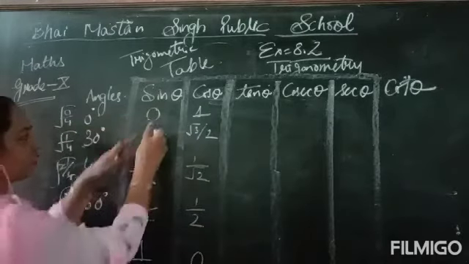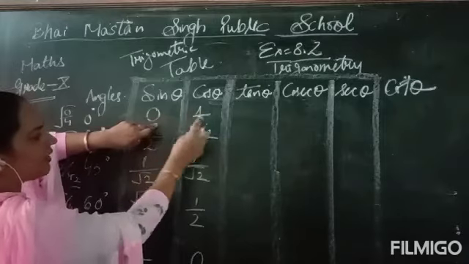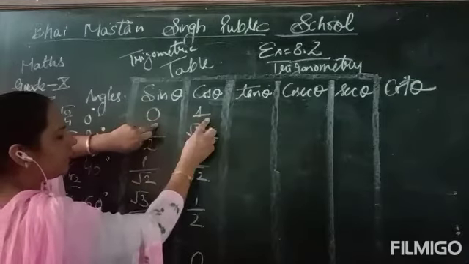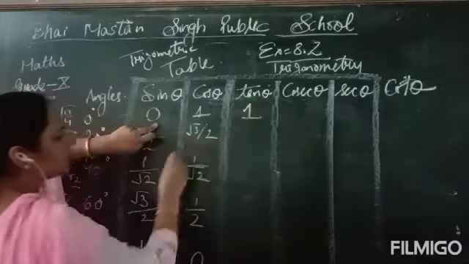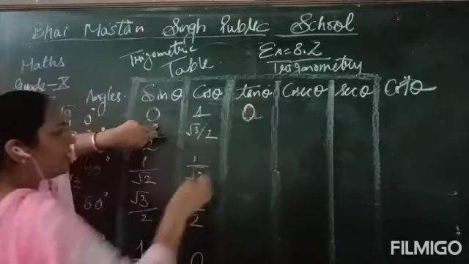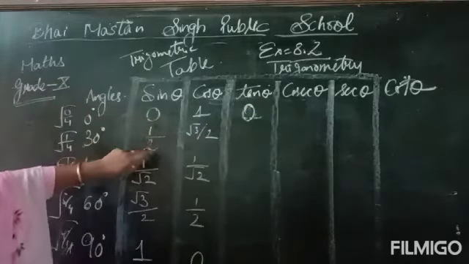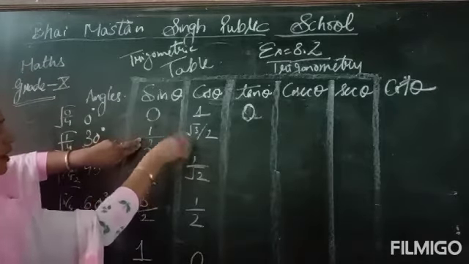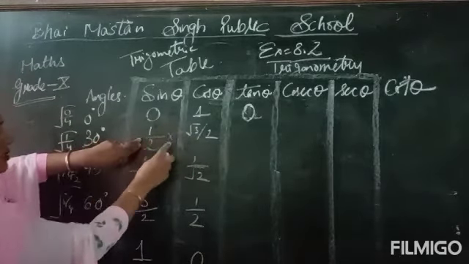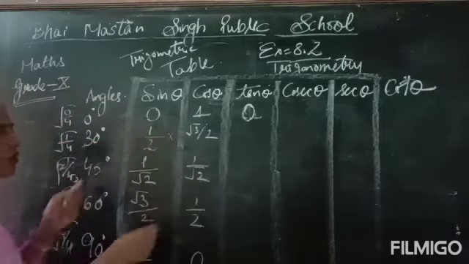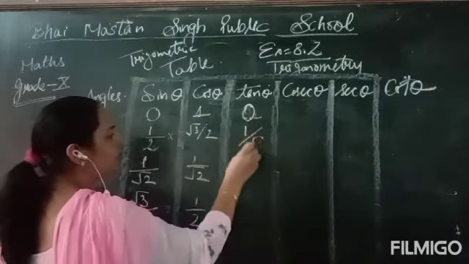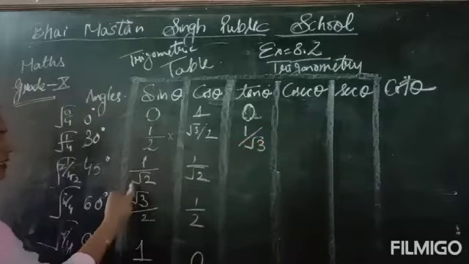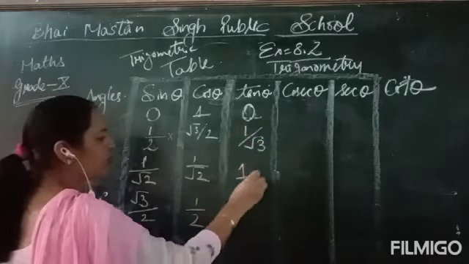Okay. Now tan theta. Tan theta is sine divided by cos. It means 0 divided by 1, 0. 0 divided by 0 is 0. Okay, next is 1 by 2 divided by root 3 by 2. When we divide it changes into multiply, we take the reciprocal. So by solving this, I got the value 1 by root 3. Same divided by same, I got 1.